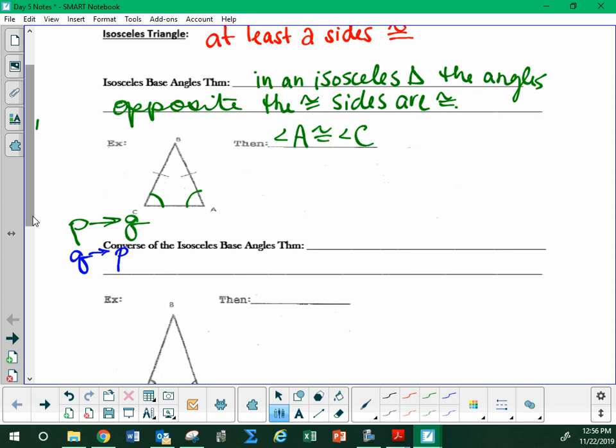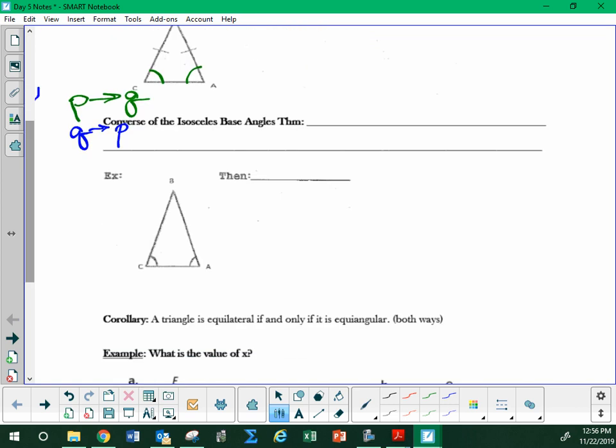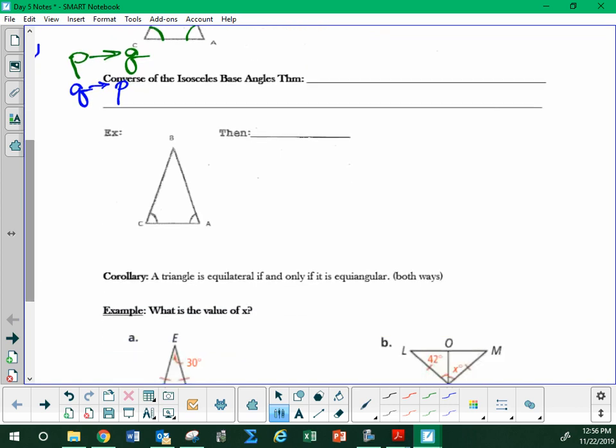So all that we have happening here is we started off in our original theorem. We had the sides opposite. Our conclusion was our sides congruent. Our conclusion was the angles are congruent. So our converse, we go opposite. We start off with our angles congruent, then we can say the sides are congruent. So again, pretty common sense, but it's important to note that the converse is true, because the converse is not always true.